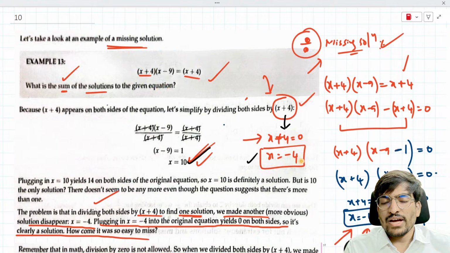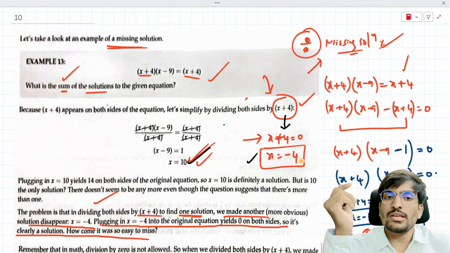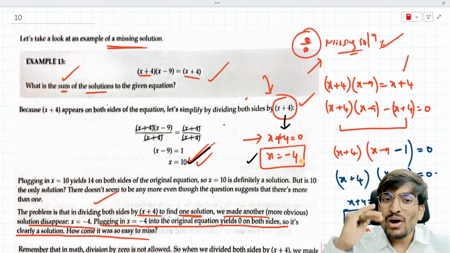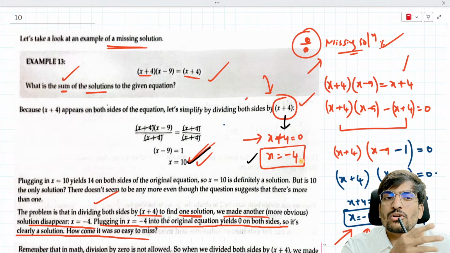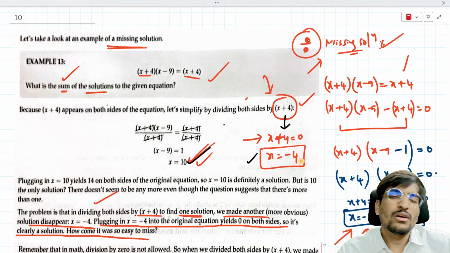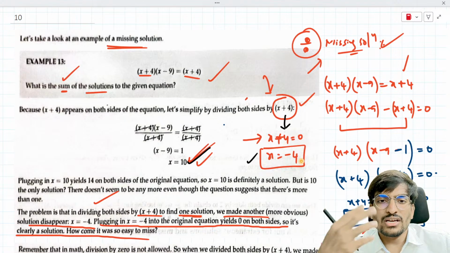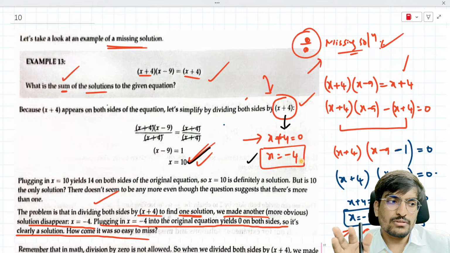So this is the fastest way. Just divide on both sides. You know that you are going to miss a solution. Just equate whatever you divided with to 0, and check back whether it is a solution or not by plugging it into the equation. I don't think there is a need to check back, I'm saying it just for your understanding, but definitely what you divided with will be a solution.